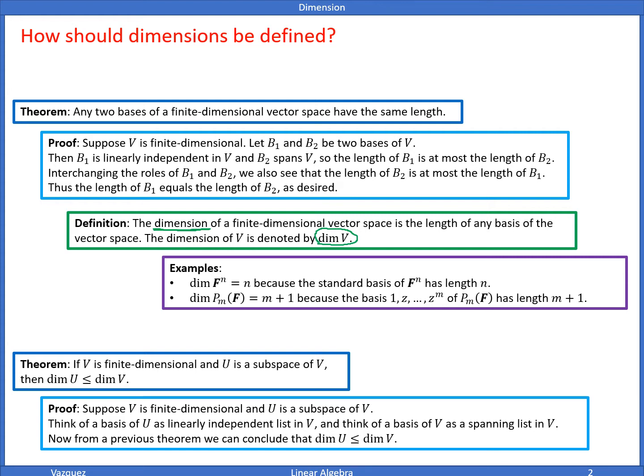And here it says from a previous theorem. This is referring to a theorem from section 2.1 that said that the length of a linearly independent list is less than or equal to the length of a spanning list. So that's how we can make that conclusion that the dimension of U is less than or equal to the dimension of V.